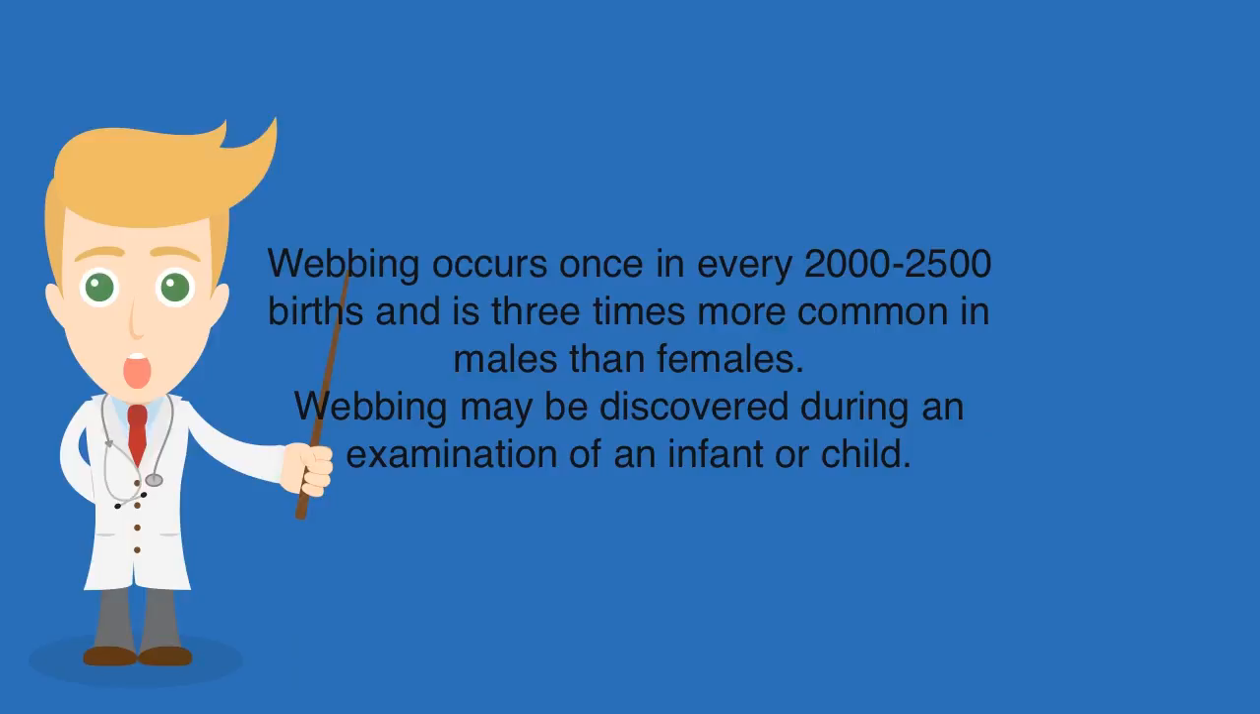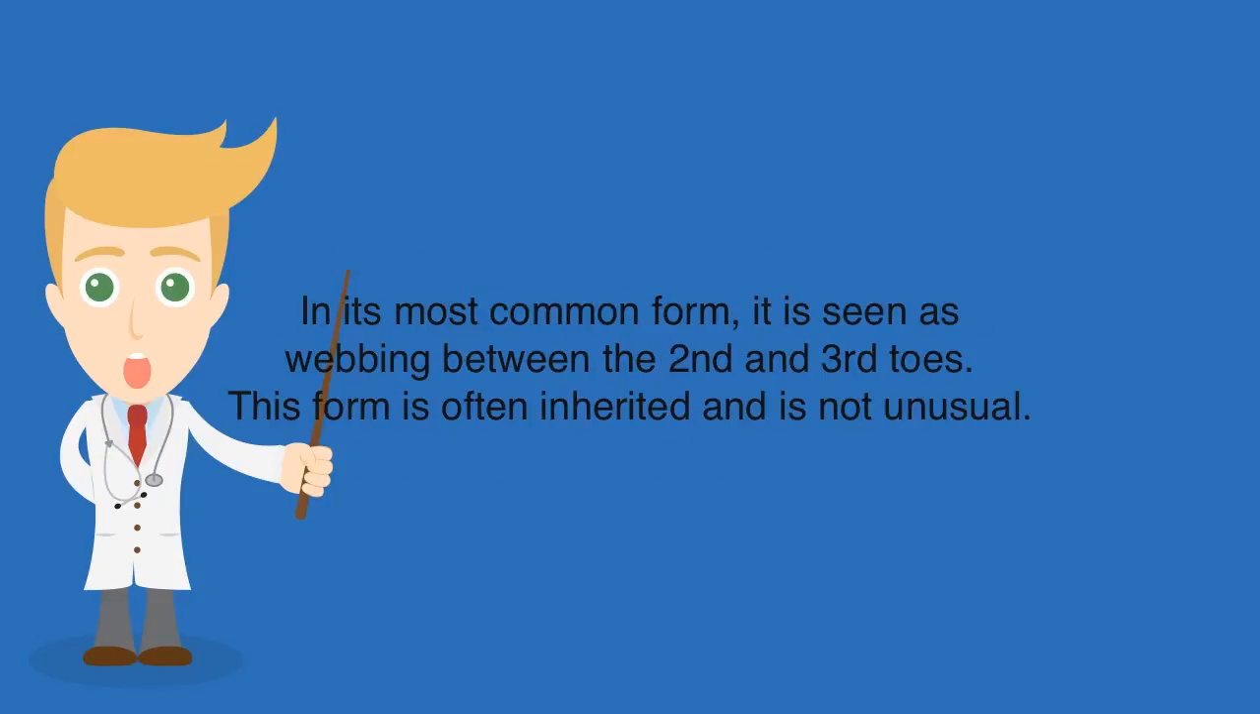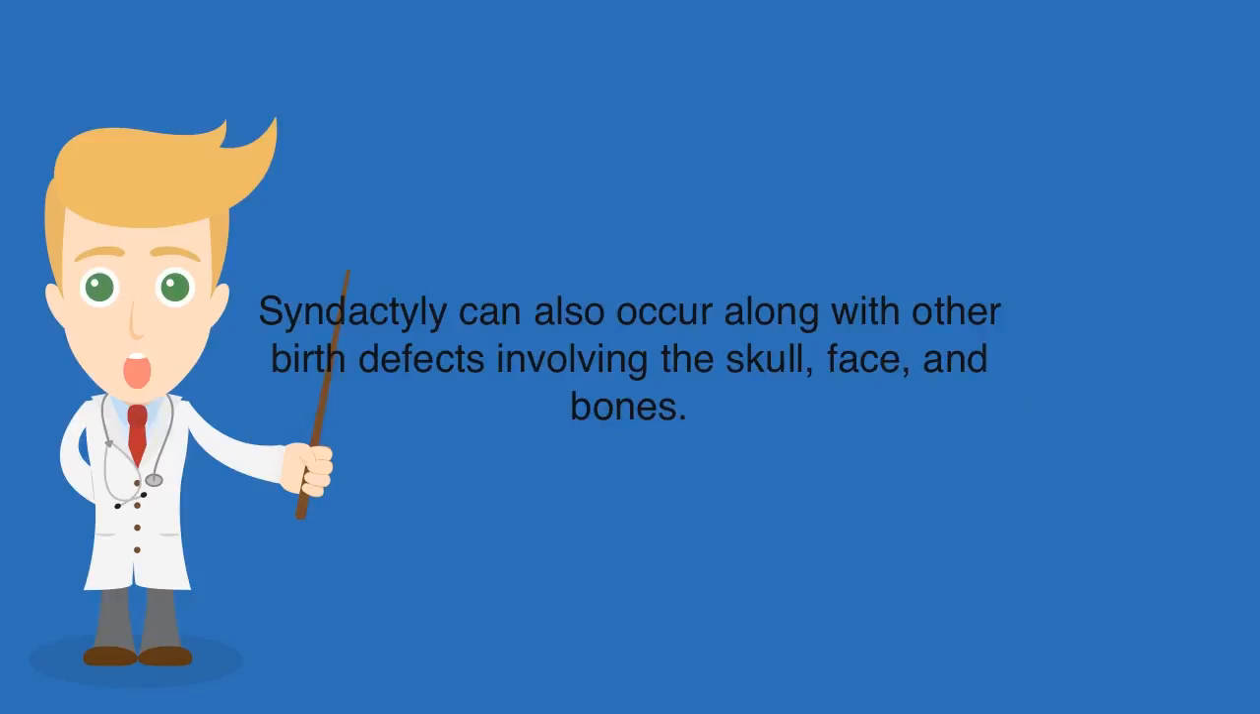Webbing may be discovered during an examination of an infant or child. In its most common form, it is seen as webbing between the second and third toes. This form is often inherited and is not unusual. Syndactyly can also occur along with other birth defects involving the skull, face, and bones.